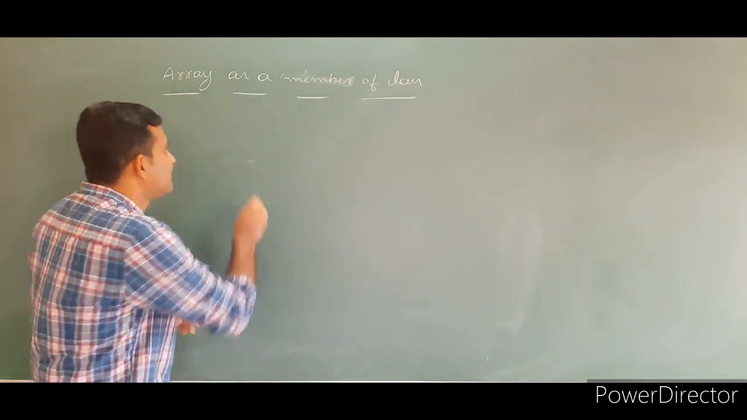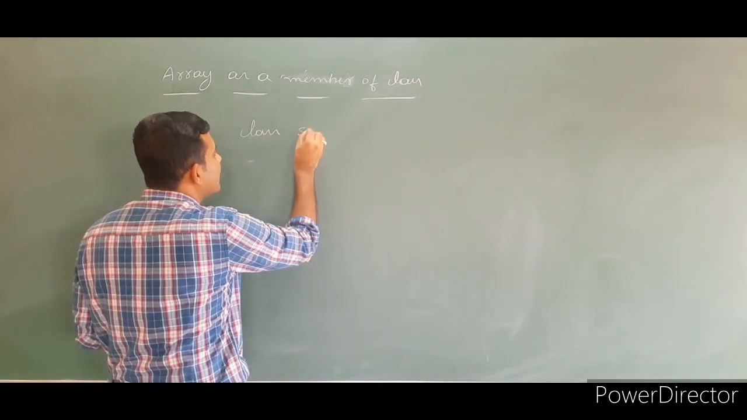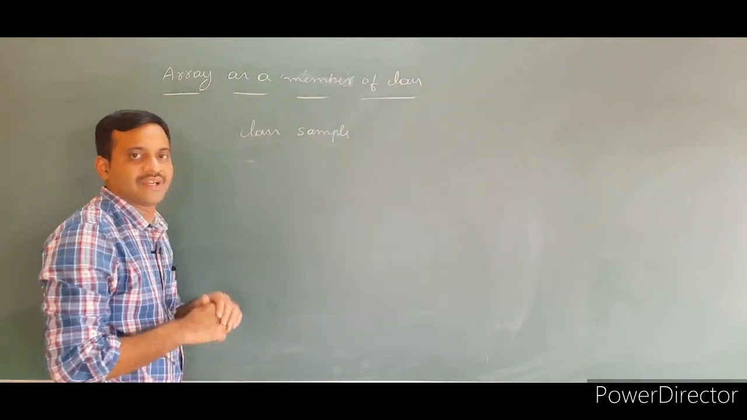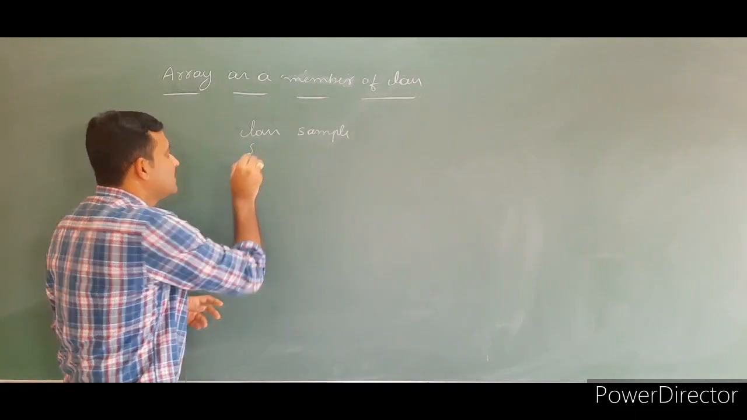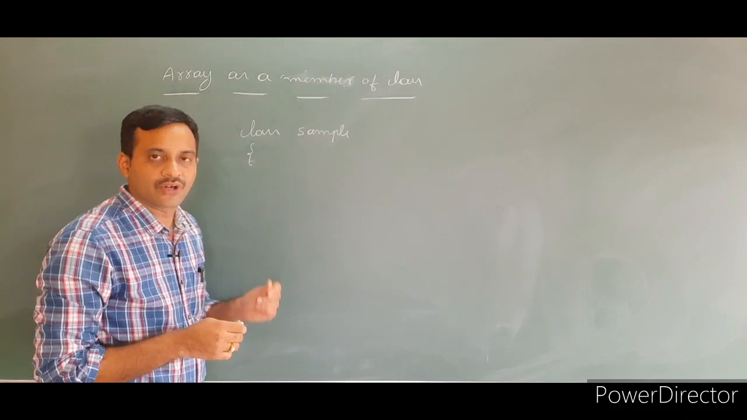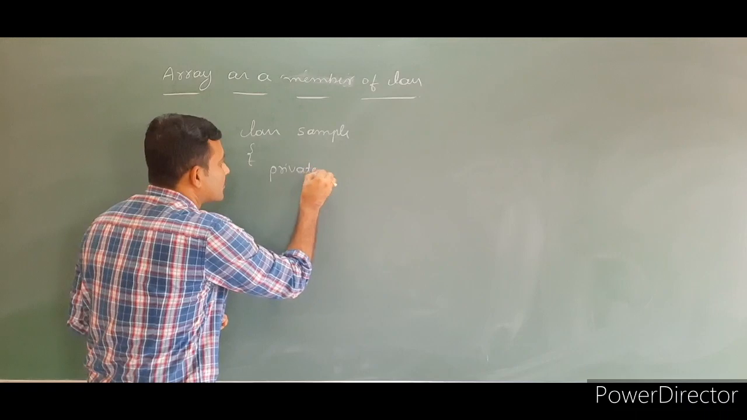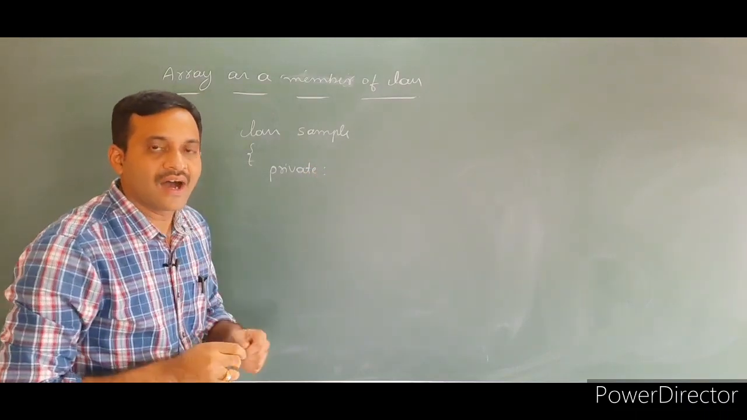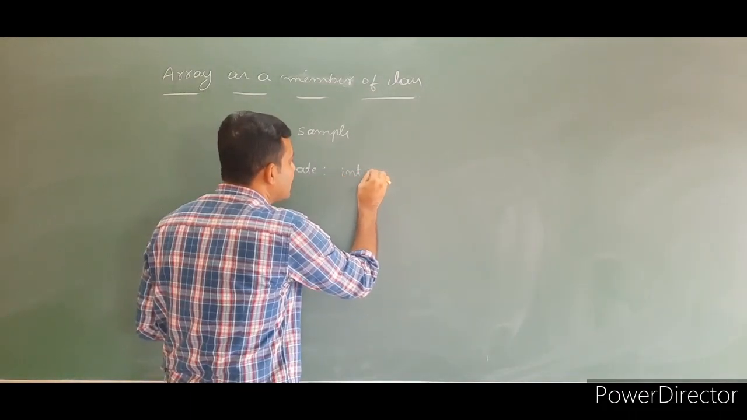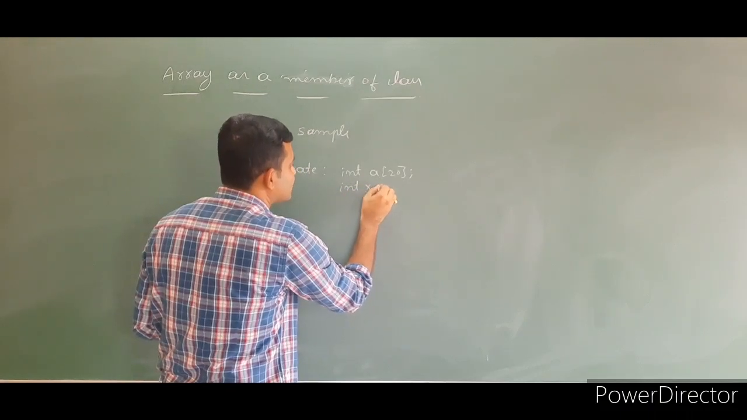See the example. The class definition begins with the keyword class, followed by the class name. Here the class name is a user defined name. Then the class has three types of access specifiers, that is private, protected and public. But arrays are always private members. Say here int a[20], then int x.